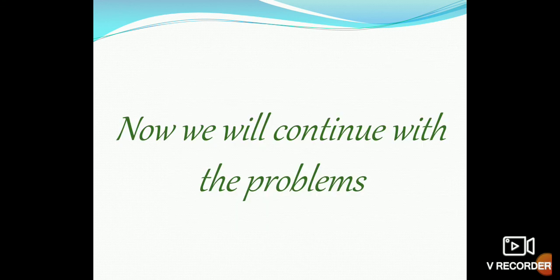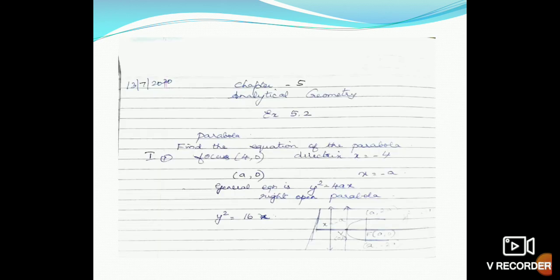Next, we start with the problems. In this exercise 5.2, I have to do problems related to parabola, ellipse and hyperbola. But now I have dealt only with the parabola. After completing this, I will go for ellipse. It's a big exercise, so I cannot just run through it. You have to learn it thoroughly. The first question: find the equation of the parabola.